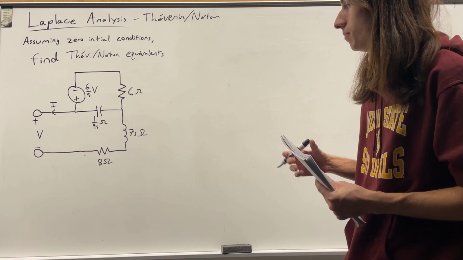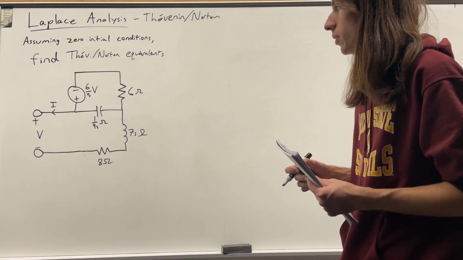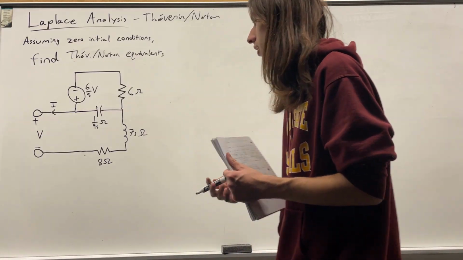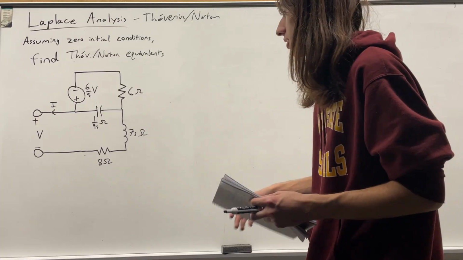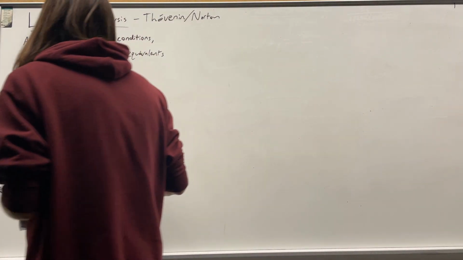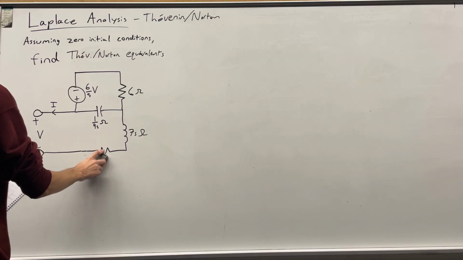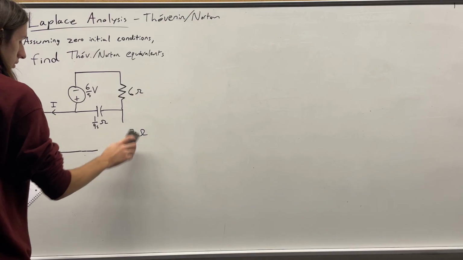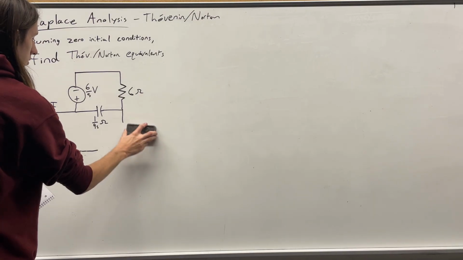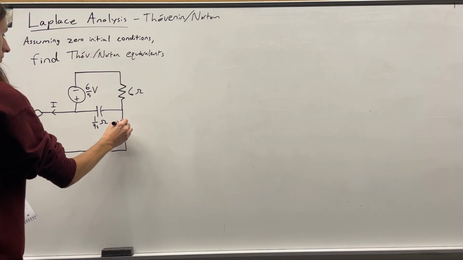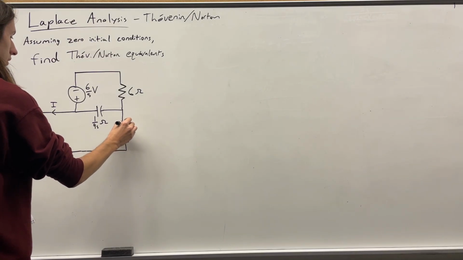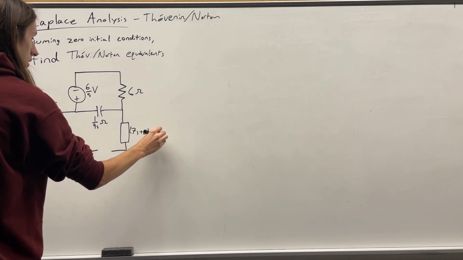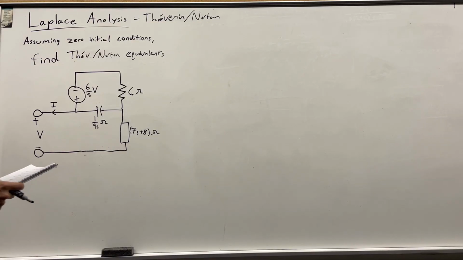Okay, so the first thing we can do to simplify is combine these two impedances, the inductor and the 8 ohm resistor, because they're in series, so we can simply just add them up. Replace the resistor with a short, and represent it as a general impedance of 7S plus 8 ohms.